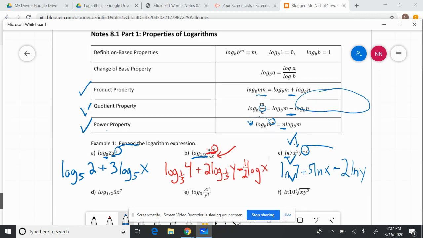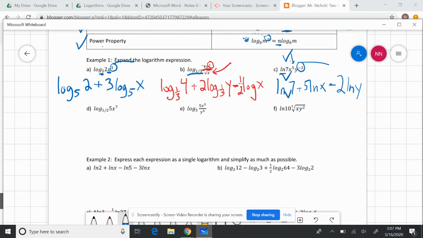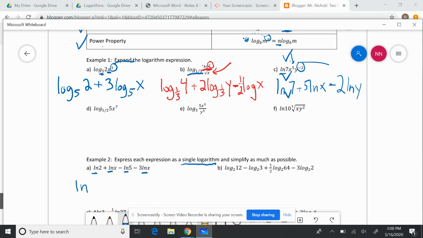What we're going to do next is look at example 2. This time we're going to express each expression as a single logarithm. So notice that we have natural log, natural log, natural log, natural log. So we're going to write one natural log. This is a 2, so we put a 2. This x is positive, so we're going to put it as the numerator. Both of these have subtraction signs, so they're going to go in the denominator. We have a 5, we have an x. Notice that there's a 3 in front, so it's x to the third.